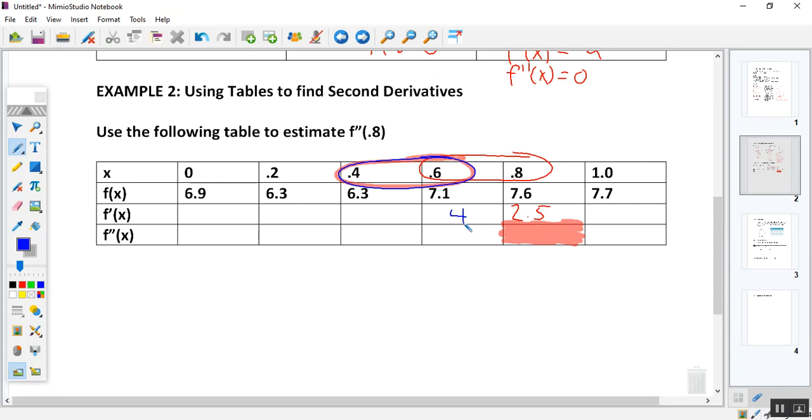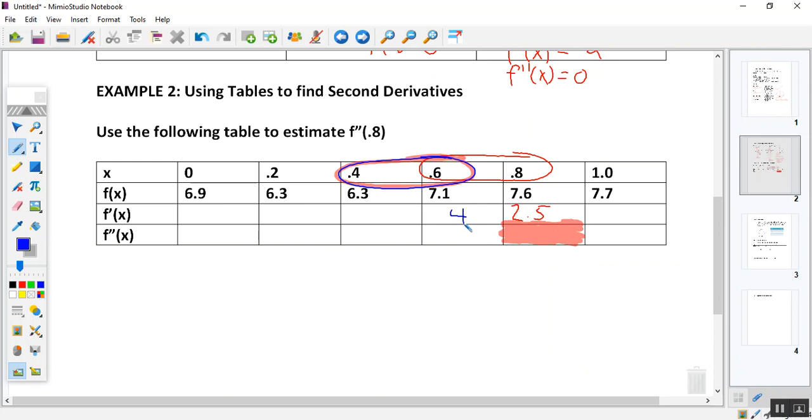Guys, talk to me about f prime of x from 0.6 to 0.8. What's happening to my slope values? Even though both slopes are positive, they're decreasing, okay? So now, kids, we can find a value for f double prime of 0.8. And this is how we do it. We take the derivative of the first derivative.